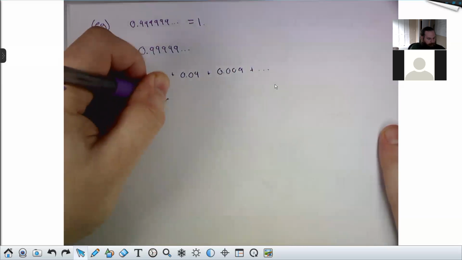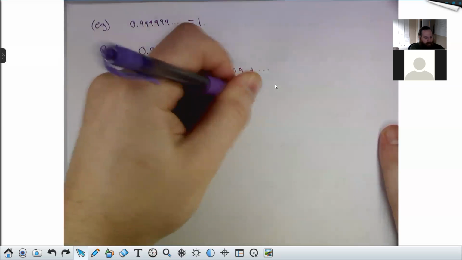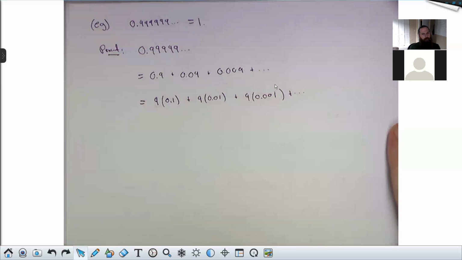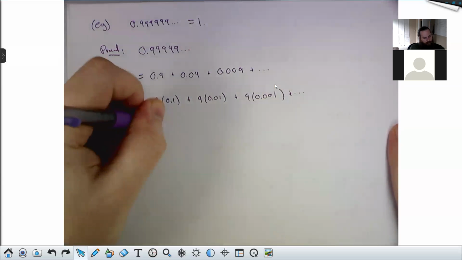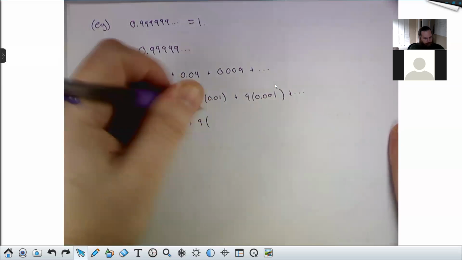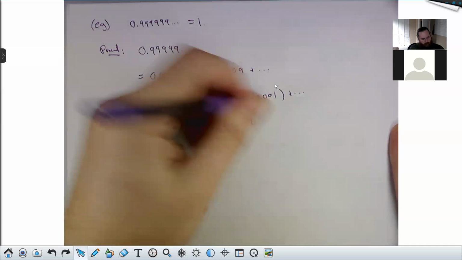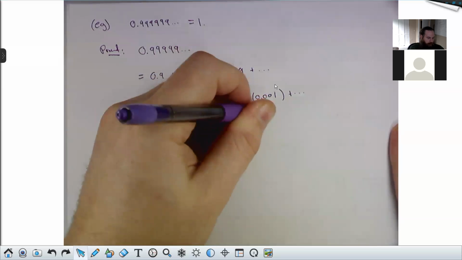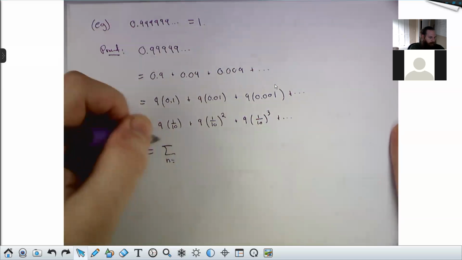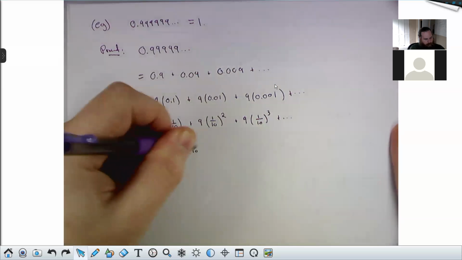This is 9 times 0.1 plus 9 times 0.01 plus 9 times 0.001, and on like that forever. 0.1 is 1/10. 0.01 is 1/100th, or 1/10 squared. 0.001 is 1/1000th, or 1/10 cubed. So the real way to prove this is to write it as a series. It's the sum from 1 to infinity of 9 times 1/10 to the n.